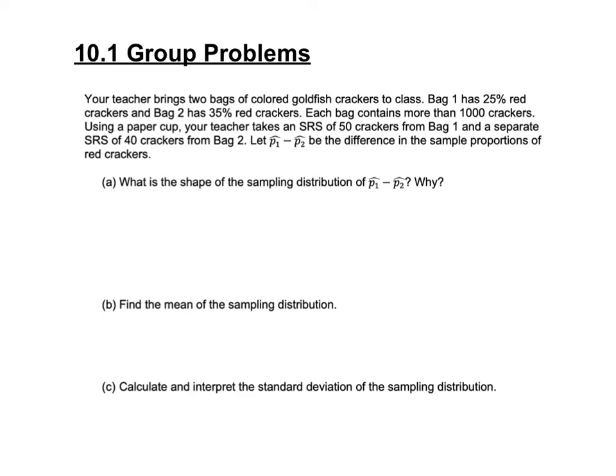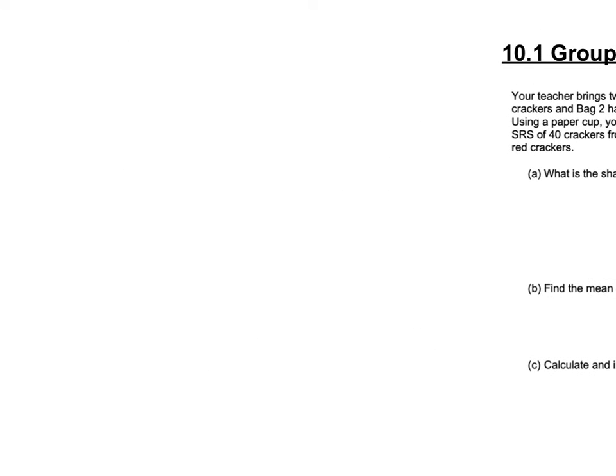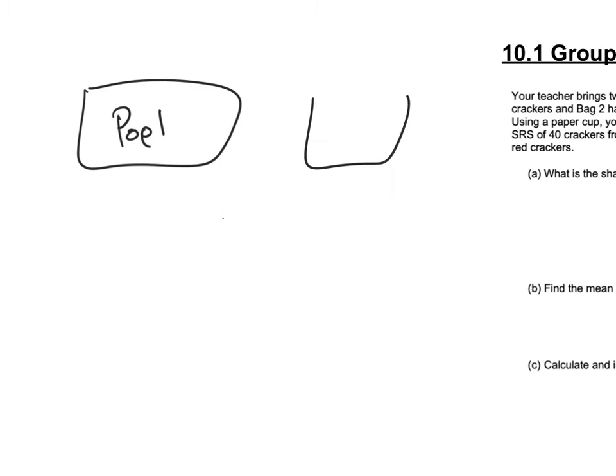Using the paper cup, your teacher takes a simple random sample of 50 crackers from bag 1 and a separate sample of 40 crackers from bag 2. Let p̂1 − p̂2 be the difference in the sample proportions of the red crackers. Again, what we're doing here, if you recall from the notes, is we basically got population 1, we got population 2. Those are the 2 different bags of goldfish.